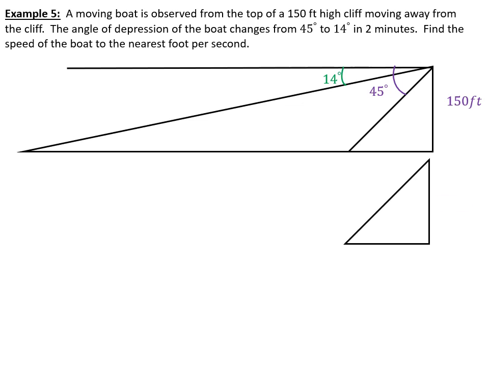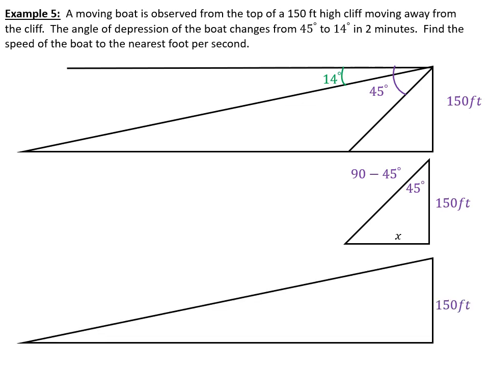setup. So we got two triangles. We've got the first one where the angle of depression is 45, so the angle that we want would be 90 minus 45, which is 45, 150 foot tall, and we get x. That's how far from the cliff the boat would be. Then we got the longer one, which is still 150 foot tall. We got that distance y, and then the angle is going to be 90 minus 14, which is 76.